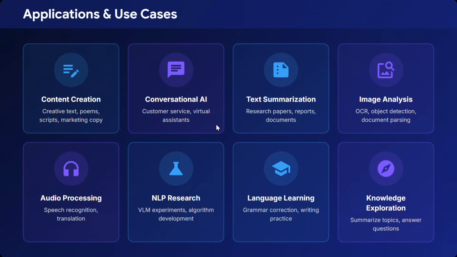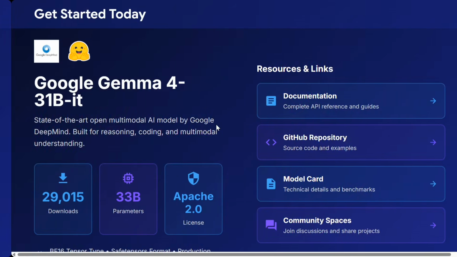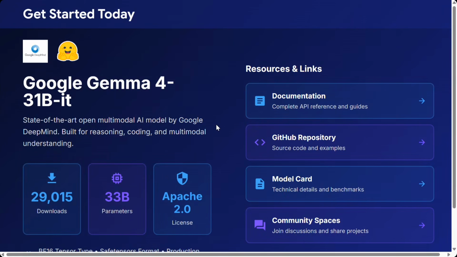Applications and use cases, I think it's quite easy. Content creation, conversational AI, text summarization, image analysis, audio processing, whatever you can think of, these models can do that. Gemma 4 31B instruction is the best model so far in the series that has been released, but you can try out other models too. With this, it's a wrap.